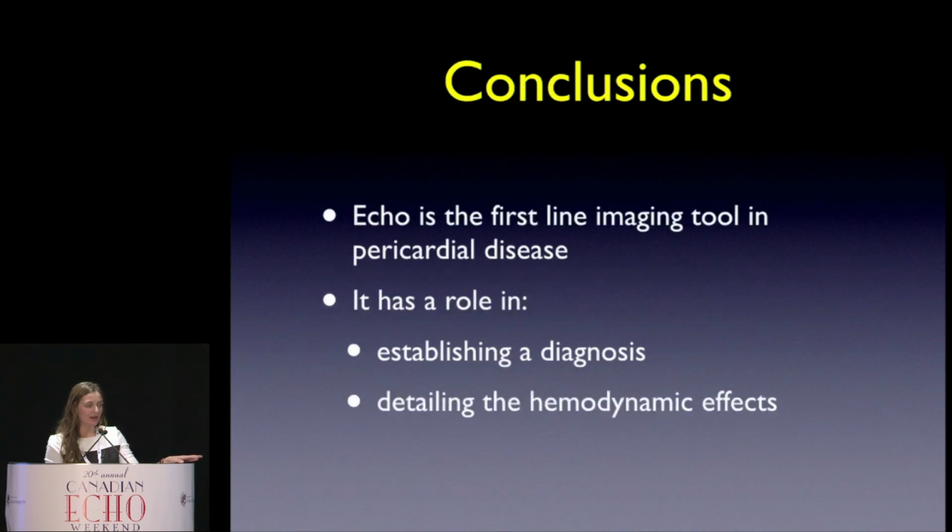So in conclusion, echo is our first-line imaging tool in pericardial disease. We use it in the role of diagnosis as well as detailing hemodynamic effects.